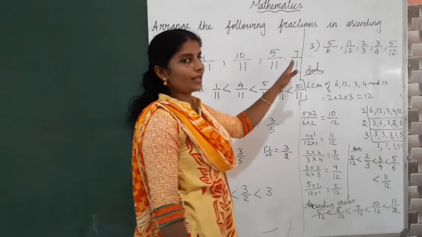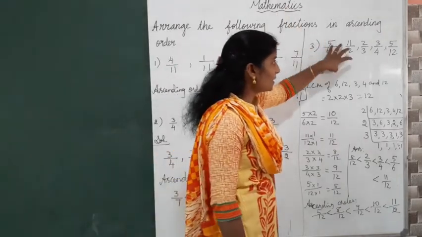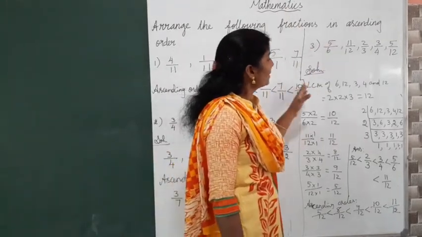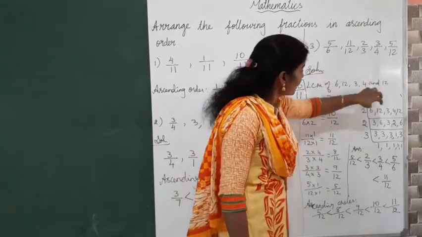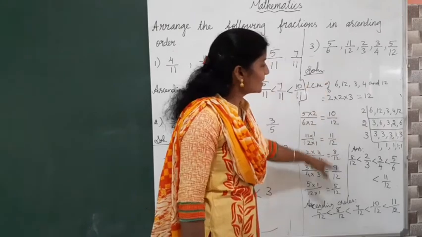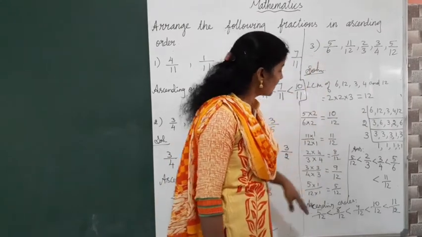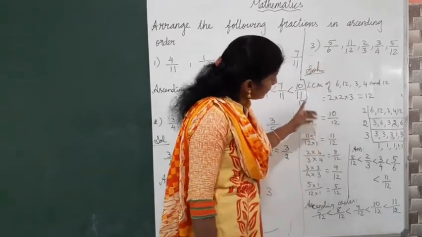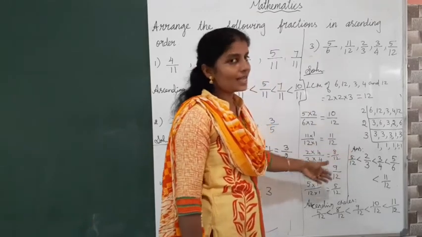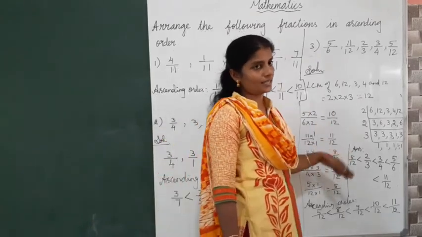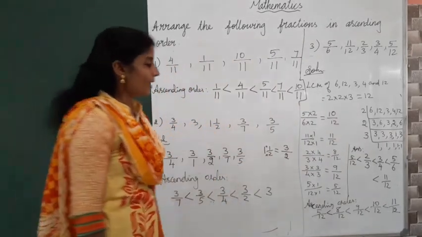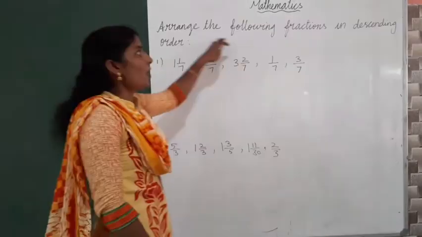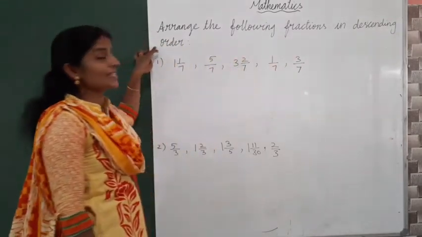In different denominator, different numerator, we can find the LCM of the denominators. We'll get the LCM 12. Now we can change to the same denominator. After that we can write in ascending order. First we want to change to the same denominator, after that we can arrange in ascending order. Okay, are you clear?